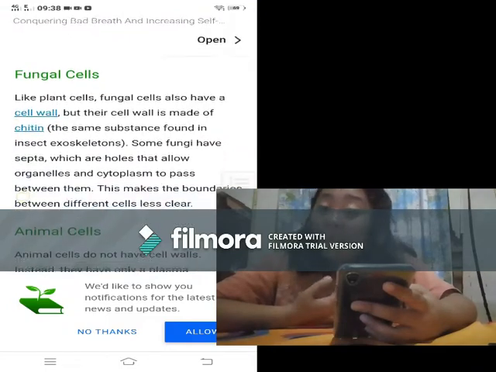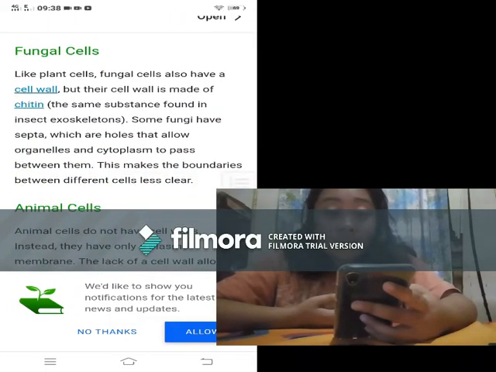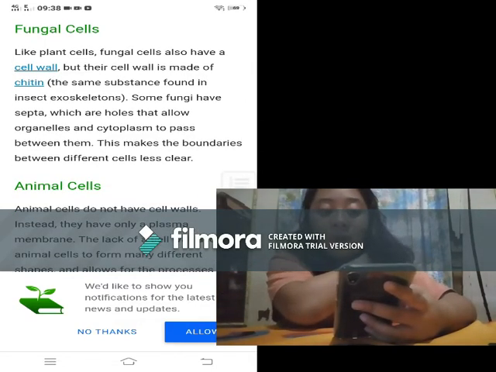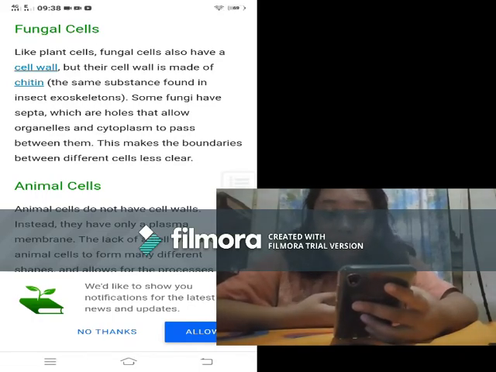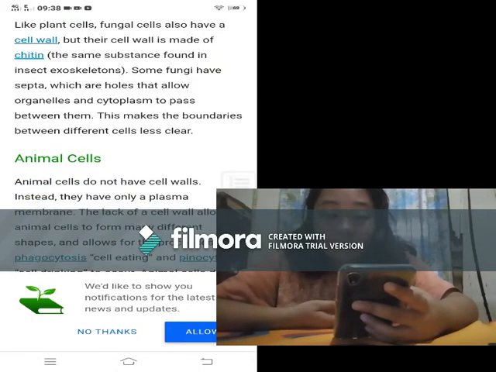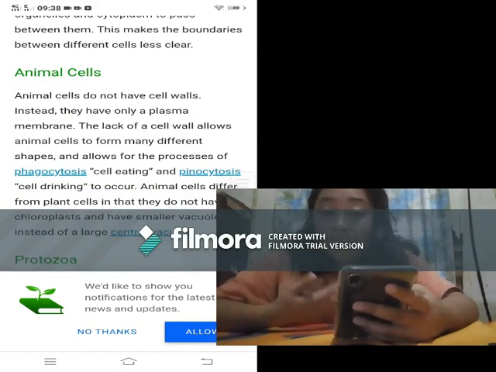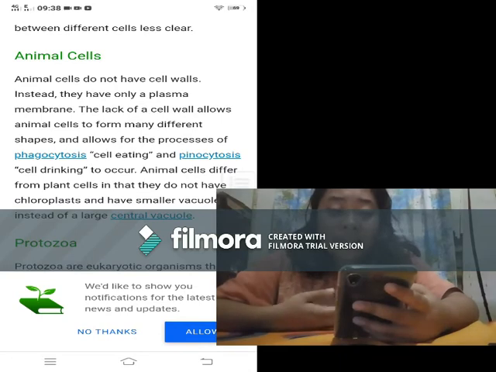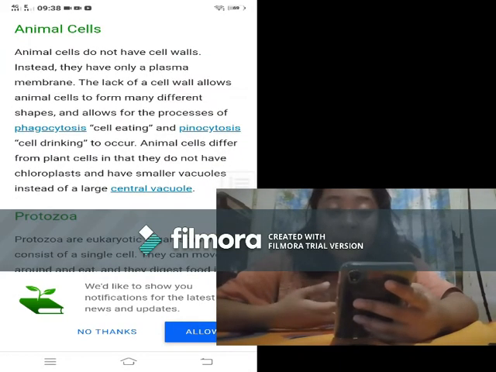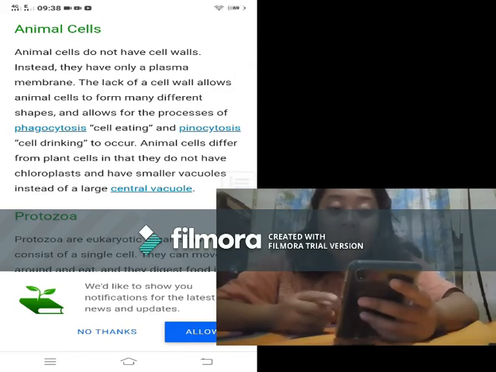Fungal cells. Like plant cells, fungal cells also have a cell wall, but their cell wall is made of chitin, the same substance found in insect exoskeletons. Some fungi have septa, which are holes that allow organelles and cytoplasm to pass between them. Animal cells do not have a cell wall. Instead, they have only a plasma membrane. The lack of a cell wall allows animal cells to form many different shapes and allows for the processes of phagocytosis, which means cell eating, and pinocytosis, which means cell drinking, to occur.